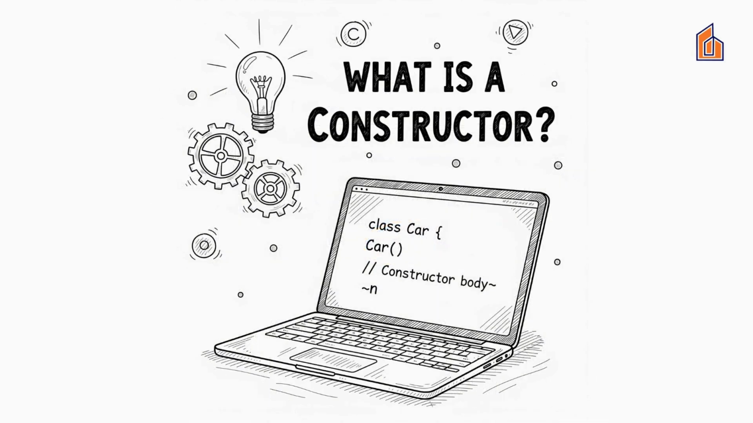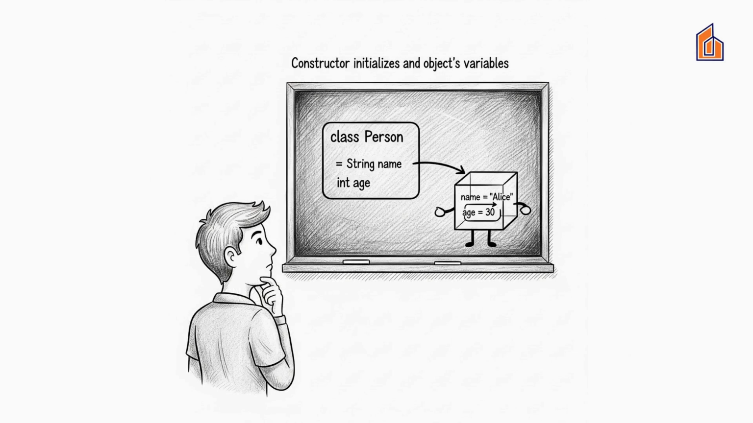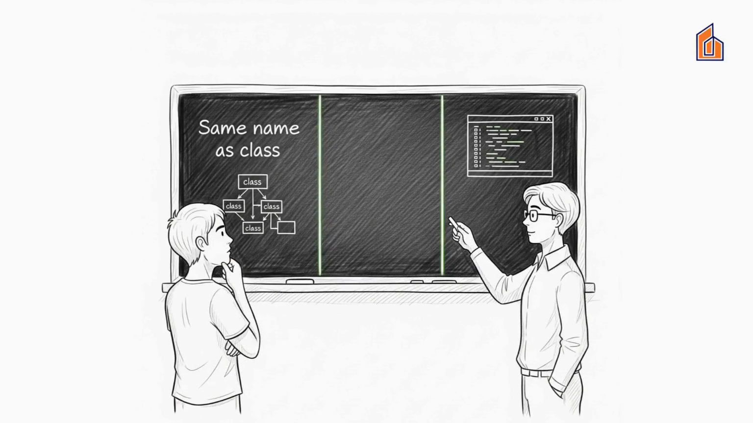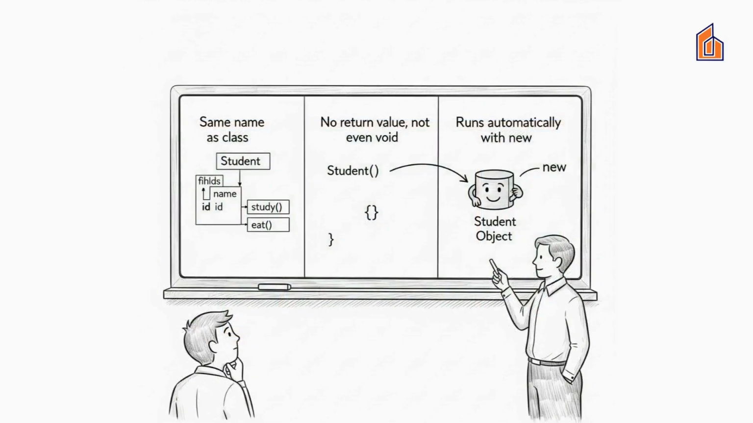So, what is a constructor? A constructor is a special method in a class that is automatically called when we create an object. Its main job is to initialize the object's variables. Now, three important points to make note of are: it has the same name as the class, it does not return any value, not even void, and it runs automatically when you create an object using new.